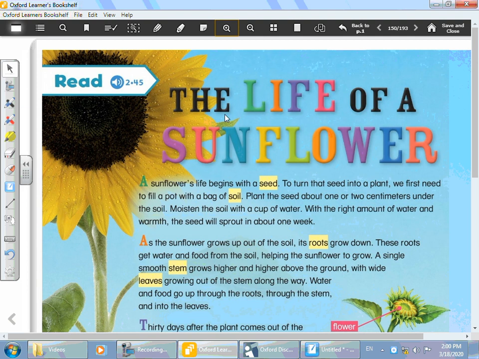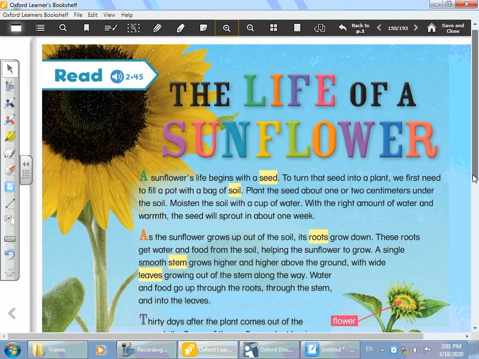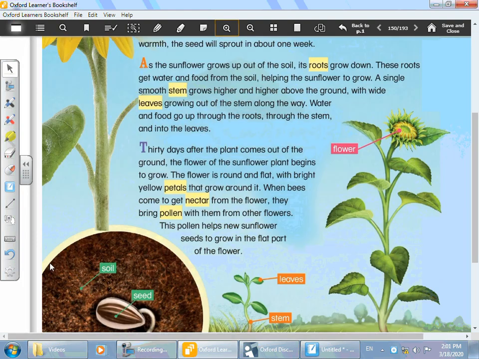Okay, so the title of the text is The Life of a Sunflower. You know the sunflower? This is the sunflower. This plant here, it's called the sunflower. It looks lovely, yes? Perfect. Now, let's start reading. Point with your index finger. A sunflower's life begins with a seed. To turn that seed into a plant, we first need to fill a pot with a bag of soil. Here, this is the pot in the picture. This is the pot. Okay? And we need to fill it with what? Soil. Okay? Next, what are we going to do?